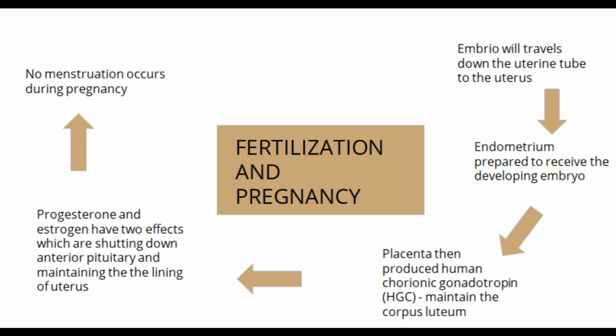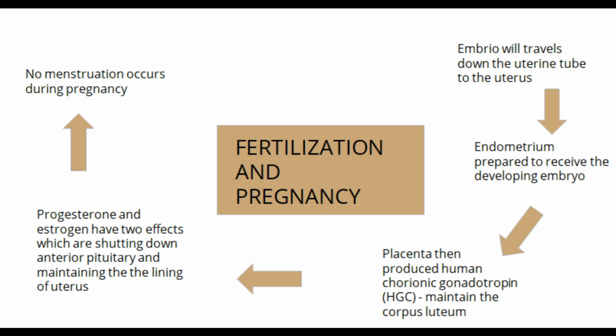So actually, the levels of estrogen and progesterone are really high in the placenta. So when the progesterone and estrogen are high, the HCG will no longer be needed. But in the meantime, HCG will remain in the placenta, and afterward will be the production of estrogen and also progesterone. Okay, so next, the progesterone and estrogen have two effects, which are shutting down the anterior pituitary and also maintaining the lining of the uterus.